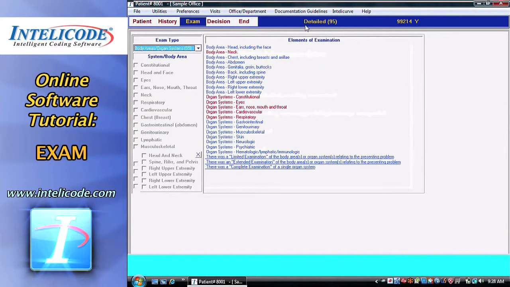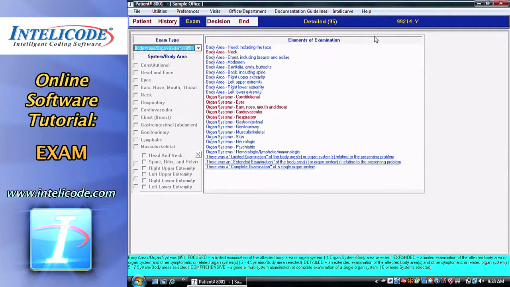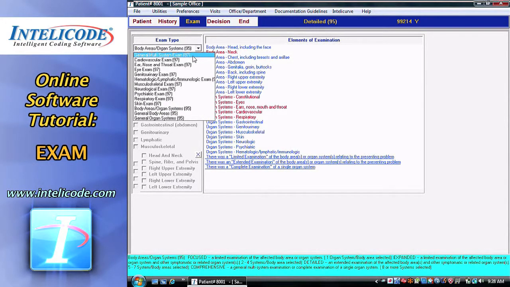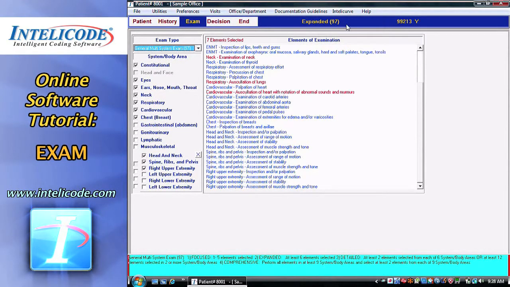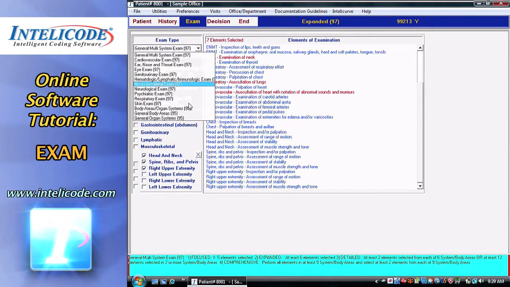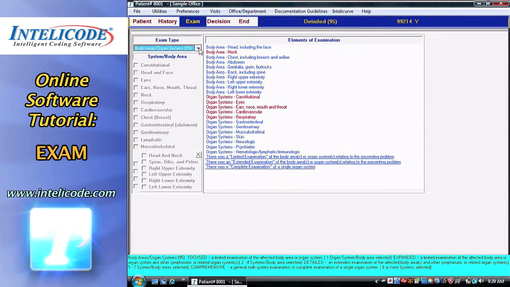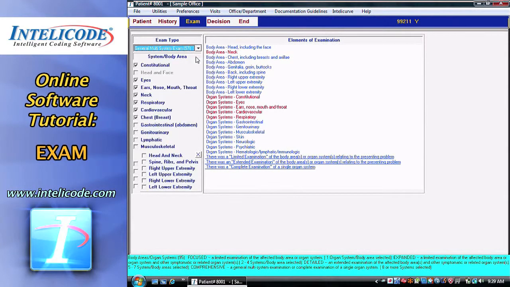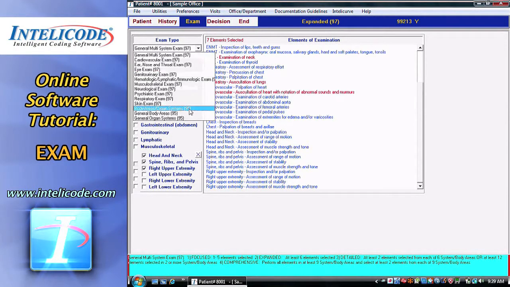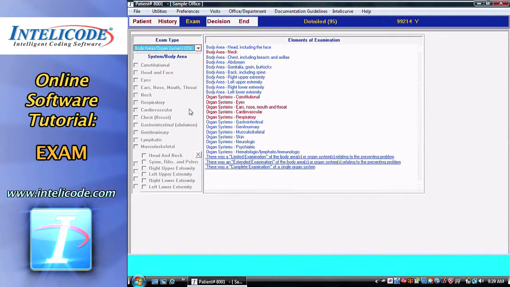Now notice under exam, once we said it was a detailed exam, we ended up with 99214 here. If we go back and we say, under the 97 it is an expanded problem focus exam, we've got 99213. So the software keeps track of both. It's going to let you know at the end which is going to be more beneficial for that level of service. If we want to say 95 versus 97, the software is going to track both for us. That's the exam screen.